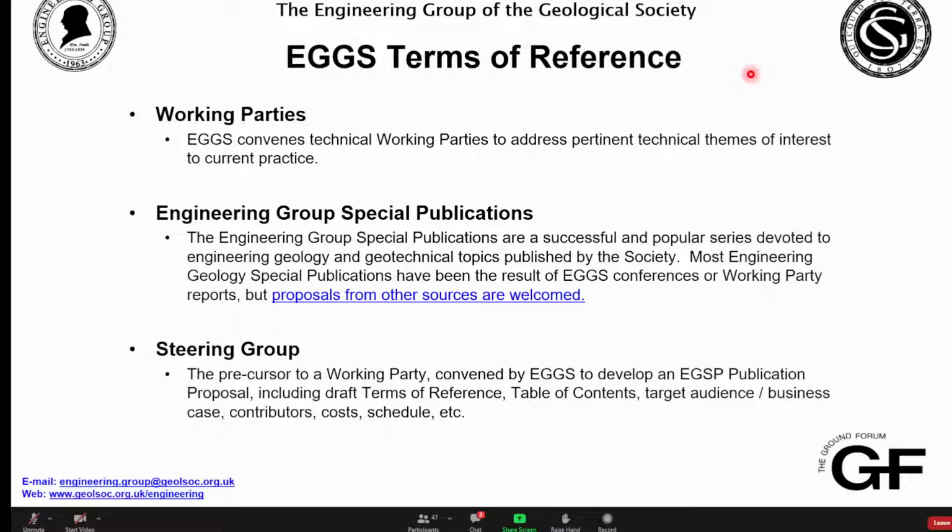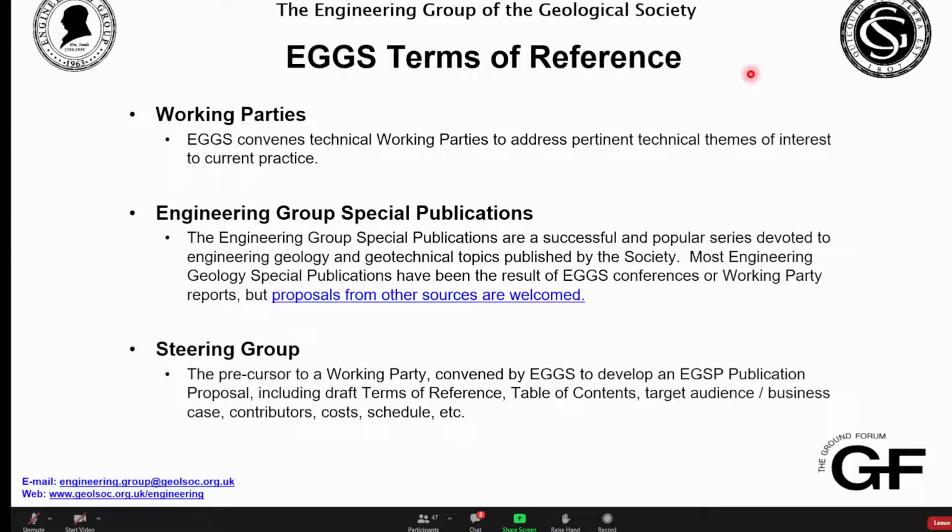Great. So just a bit of background as to what we're trying to achieve with the working parties and the engineering group. Working parties in general are convened by the engineering group as technical committees to address specific technical themes of interest to current practice. For practitioners, they generally lead to a publication, an engineering group special publication, or SPE, which is published by the Geological Society Publishing House.